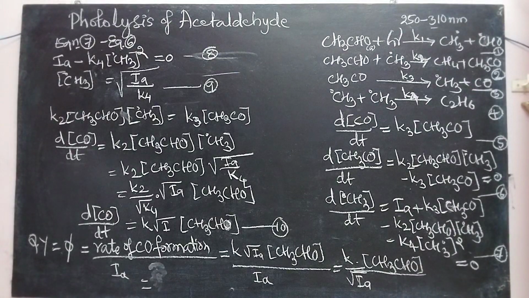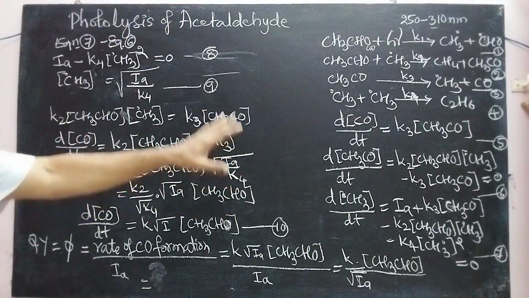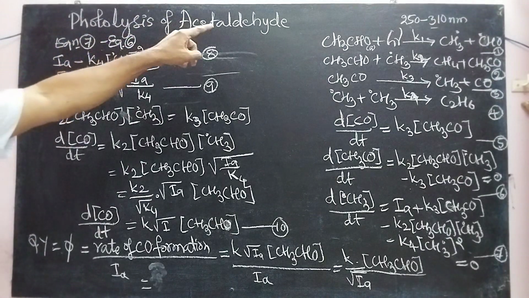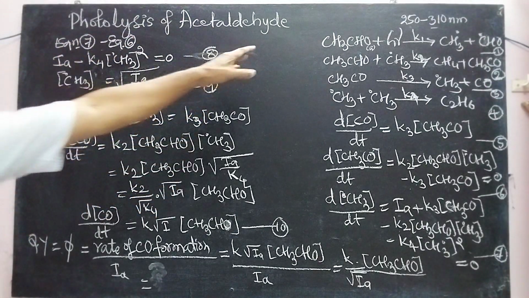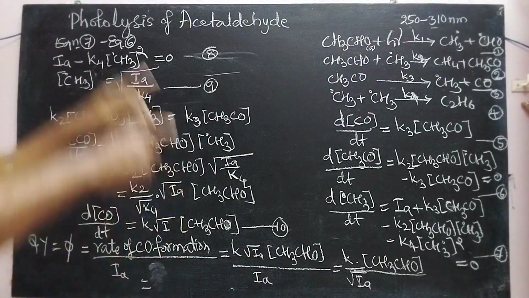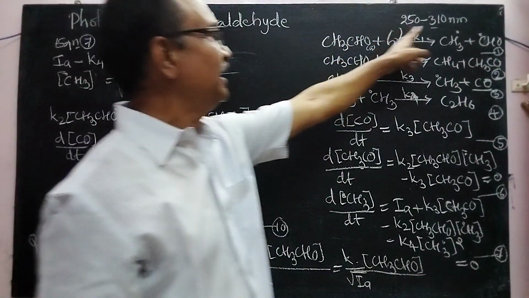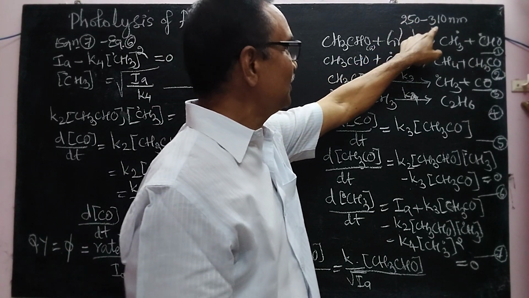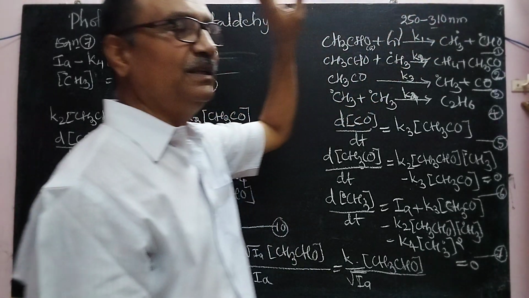These are the effect of temperature, the effect of pressure, and the effect of light radiation on this reaction. With this, the photolysis of acetaldehyde is over. It takes place at 250 to 300 nanometer. In this whole range this reaction takes place, but it shows the effect of pressure depending upon the wavelength.